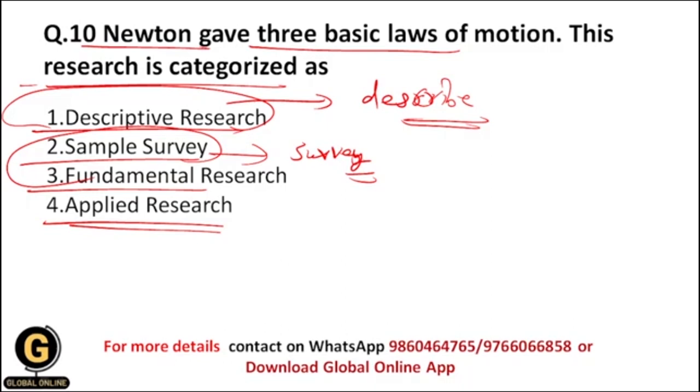Students, this question is homework for all of you, and you are going to answer me in the comment box. Newton gave 3 basic laws of motion, and this research is categorized as what type of research? What do you think? Whether it is descriptive research, sample survey, fundamental research, or applied research. I want answers from all of you, and I know you will answer me accurately. If you have any doubts regarding this, you can ask me in the comment box.